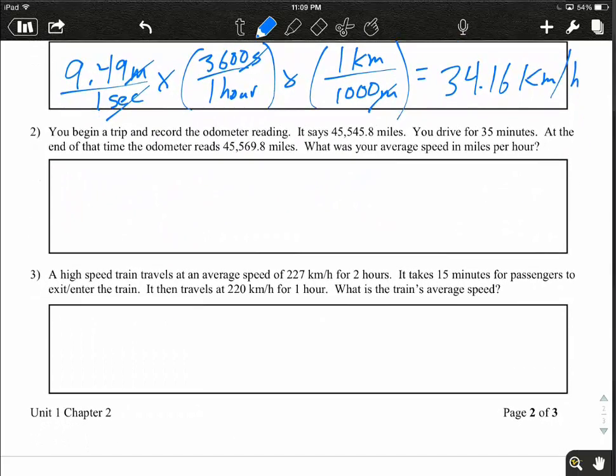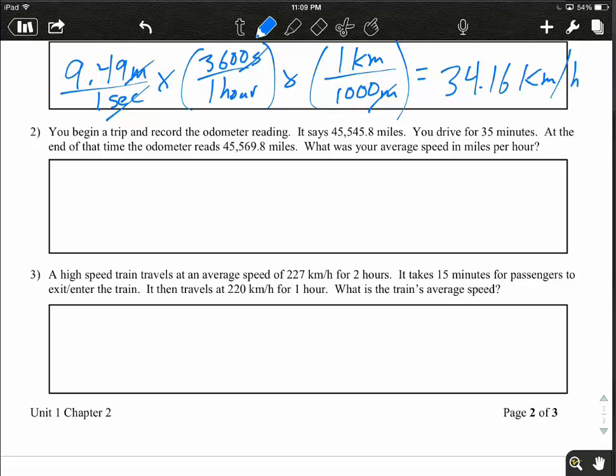So number 2. You begin a trip and record the odometer reading. It says 45,545.8 miles. You drive 35 minutes. At the end of that time, the odometer reads 45,569.8 miles. What was your average speed in miles per hour?